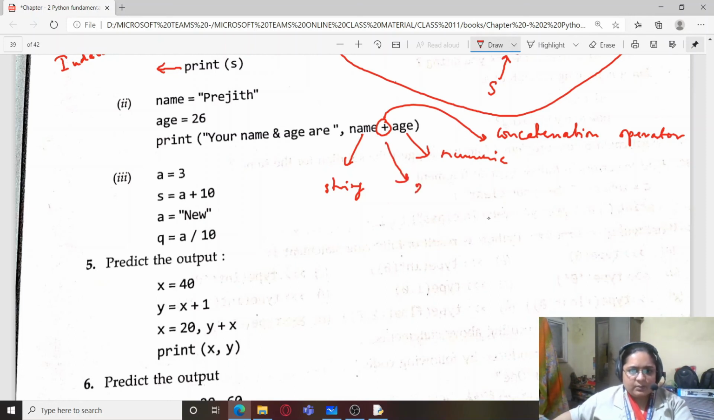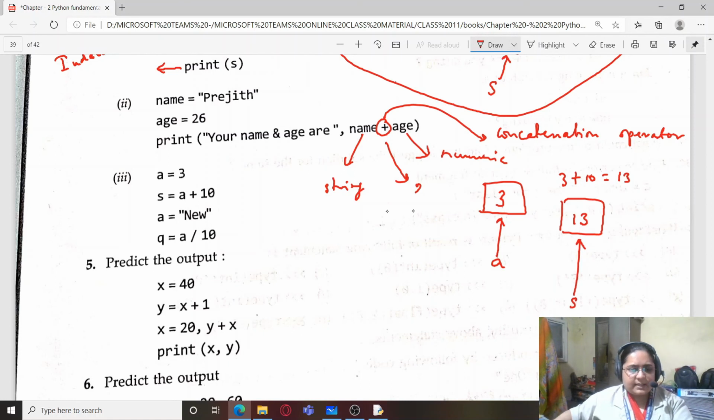Next is A equals 3, S equals A plus 10, A equals new. So again dynamic printing. So in the beginning the value of A is 3, that is A is pointing to a numeric value 3. And we write S equals A plus 10, that is 3 plus 10, which is equal to 13. That is okay. So S is now pointing to 13, that is okay.